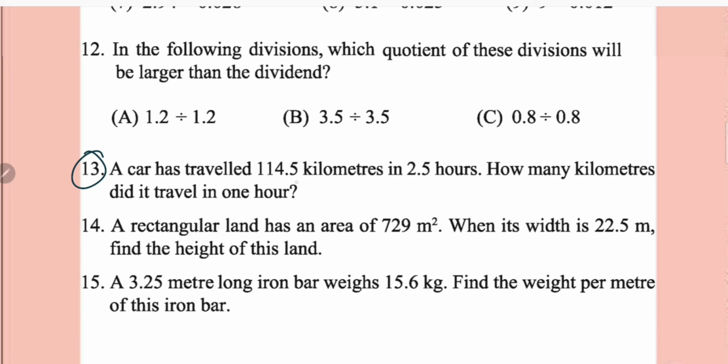A car has traveled 14.5 kilometers in 2.5 hours. How many kilometers did it travel in 1 hour? The same regular problem we have been getting. Multiply it with 10 on both numerator and denominator. 145 divided by 25. Now multiply it with 4 on both numerator and denominator. 25 into 4 is 100. So 5.8 km is the answer.